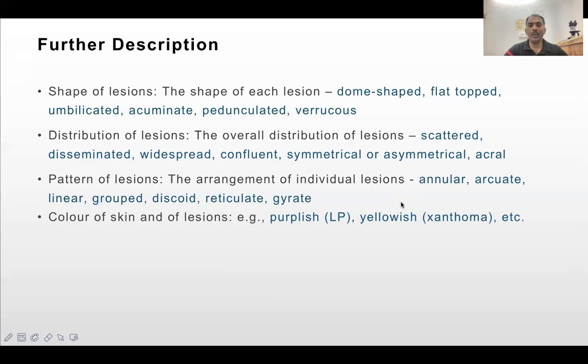All these factors need to be taken care of while examining a skin lesion. First of all, whether it is primary, secondary, or a special one, and what is the shape, so that we can come to a conclusion or a differential diagnosis. So this was all for that.